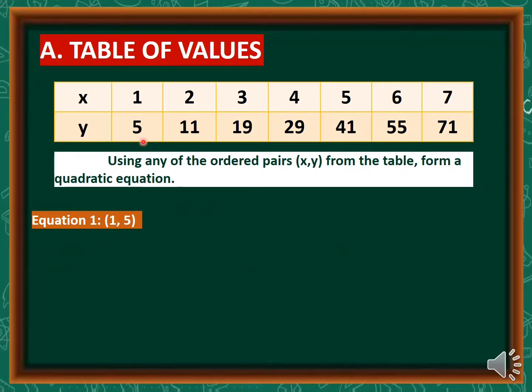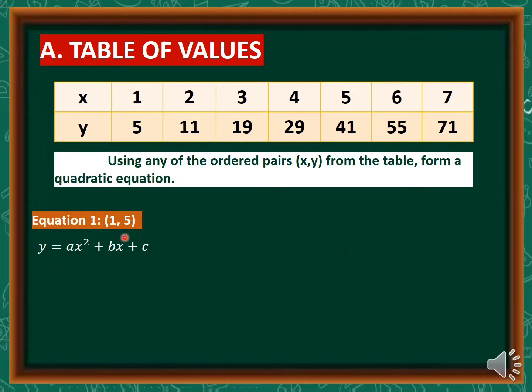Ma'am, paano po ba pumili ng ating gagamiting ordered pair? Any of the ordered pairs. Okay? So, kahit alin dyan ay pwede nyong gamitin. I use this kasi mas maliit yung number. So, mas madaling mag-multiply, no? Because what are we going to do?